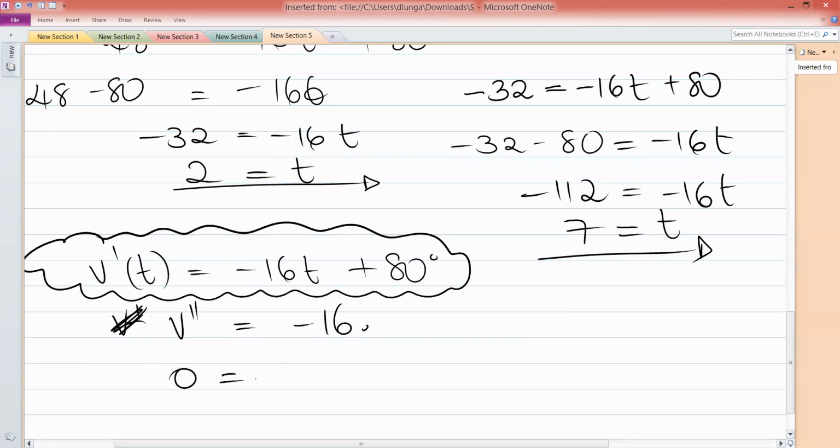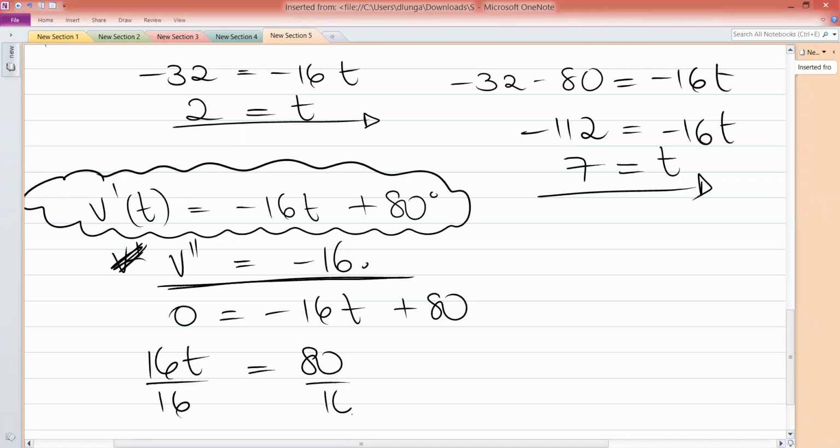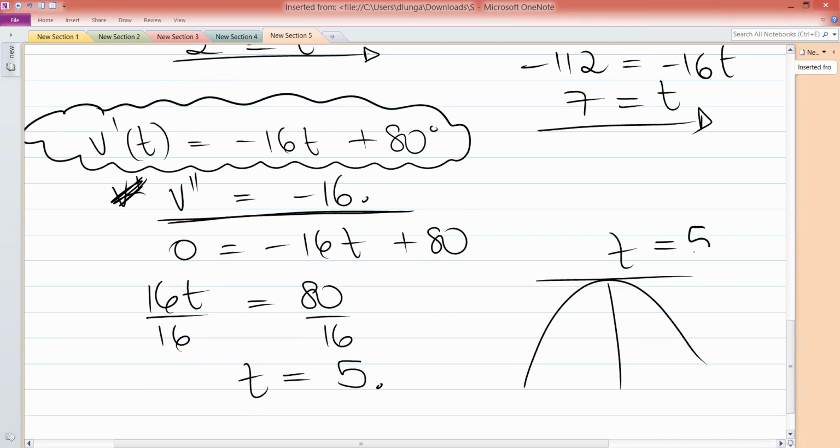So 0 equals negative 16T plus 80. Okay. Because remember, we had already taken the first derivative, you make it equal to 0. So 16T equals 80. I'll tell you what this second derivative value is going to help us with now. So divide both sides by 16. So 80 divided by 16 gives us T is equal to 5. Now, this is where your graph is a maximum. So that's the point T is equal to 5.